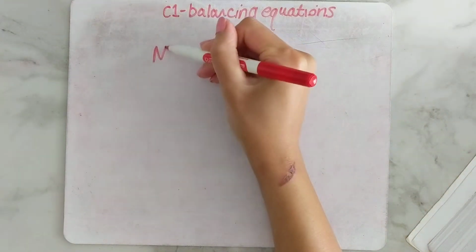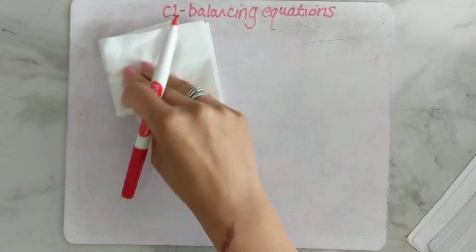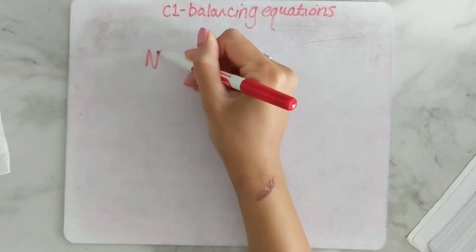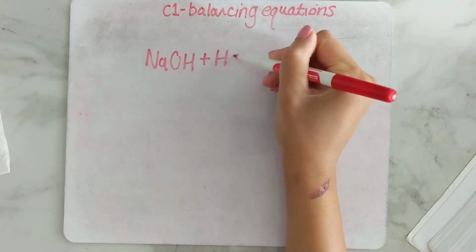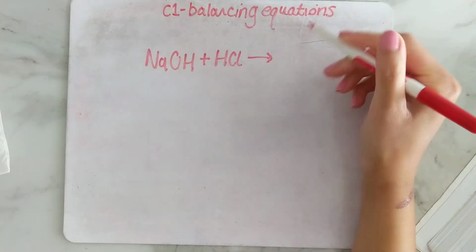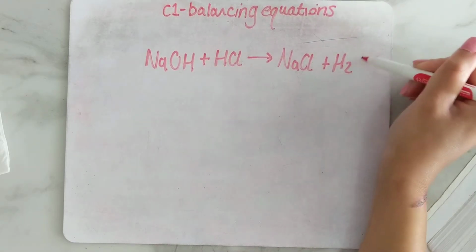Right, Mg. Oh, sorry, no, I've just done that one. What am I doing? NaOH, sodium hydroxide, plus HCl goes to NaCl plus H2O.